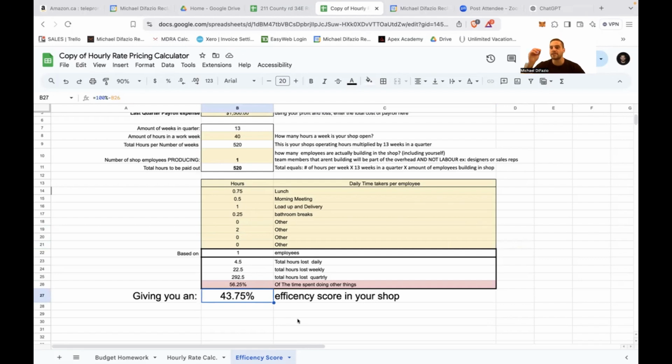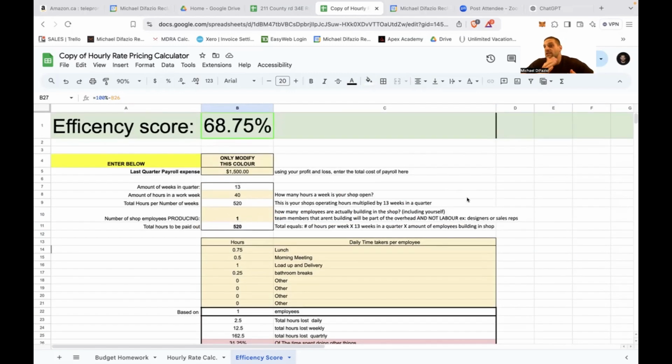That means that we're billing under 50% of our time, and we are working on getting more work, and working on building up the business and things like that. So make this work for you. If you need an hour bathroom break every day, change that. You can modify these things. So this is going to give us a 68.75% efficiency score in the shop. So use this and check it often.